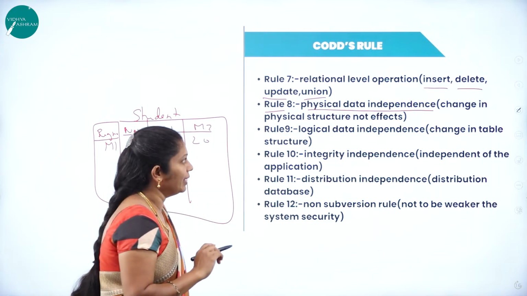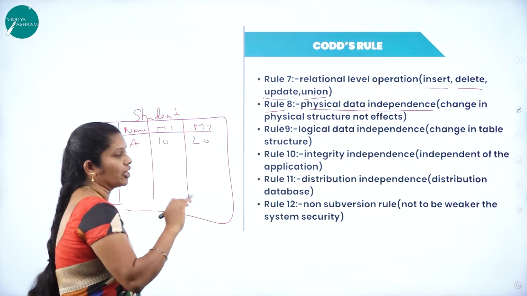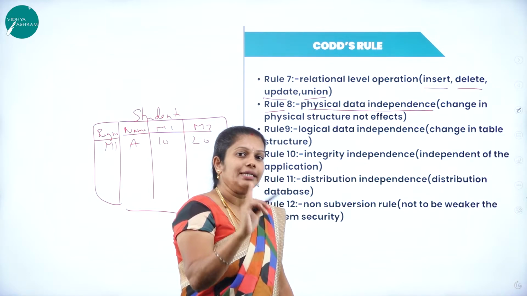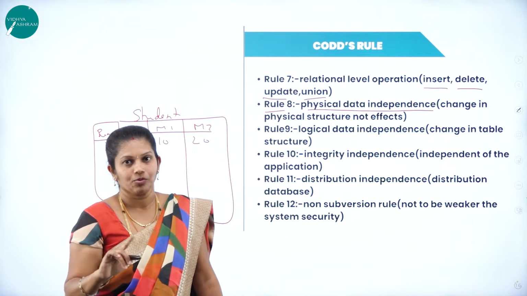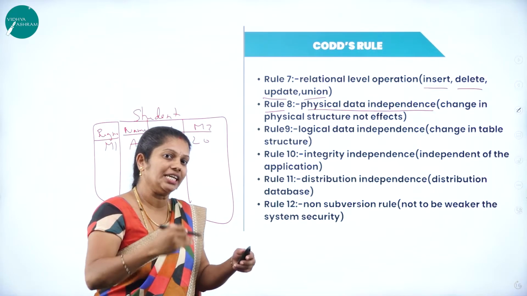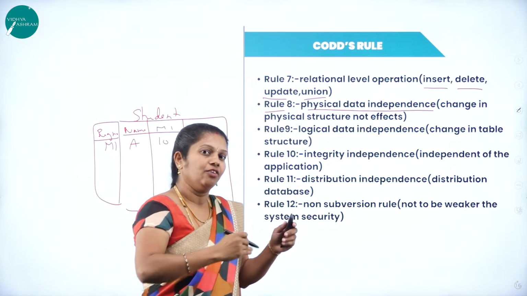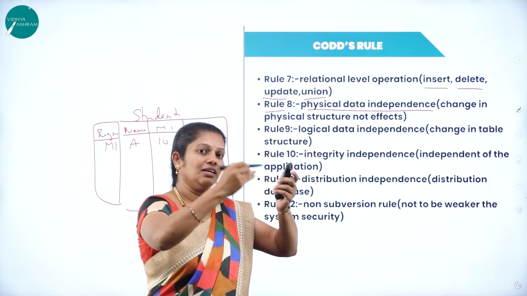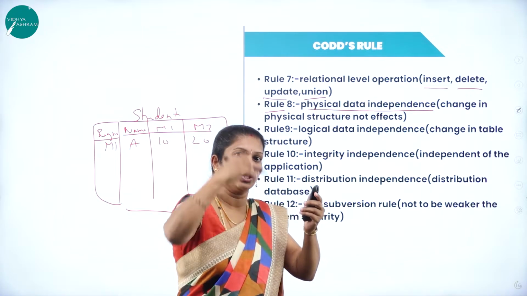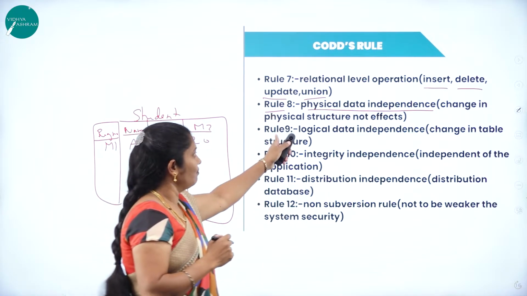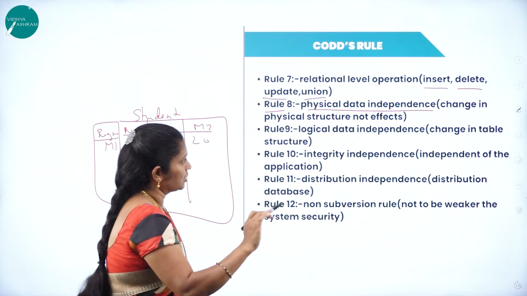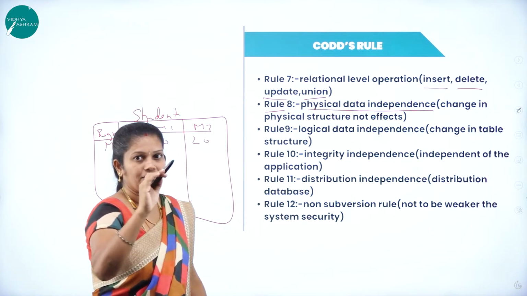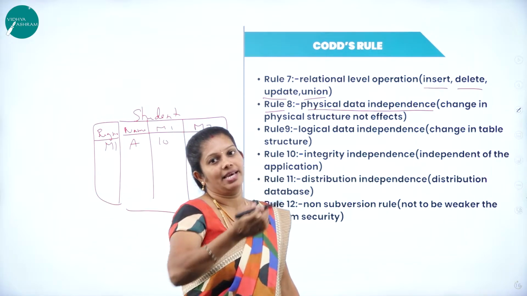Physical data independence means that a change in the physical structure does not affect the other levels. In the previous class I told you about physical independence as well as logical independence. Physical level independence means that changing the physical data will not affect the conceptual level. Conceptual level independence means changing the conceptual data, especially at the conceptual level, without affecting the external level. In the same way, physical data independence means changing the physical structure will not affect the conceptual level as well as the external level.